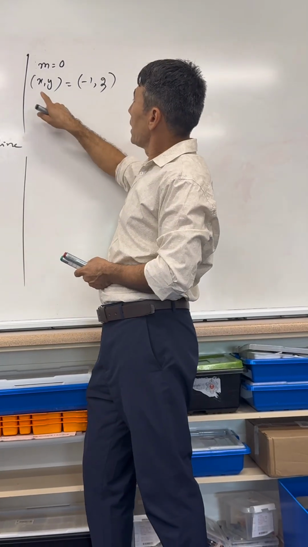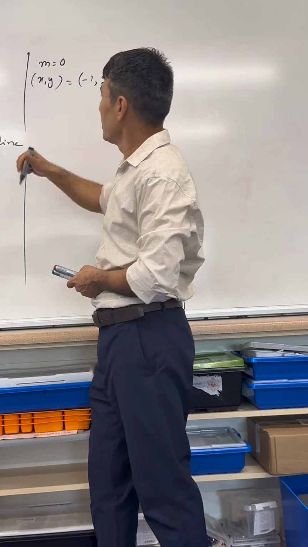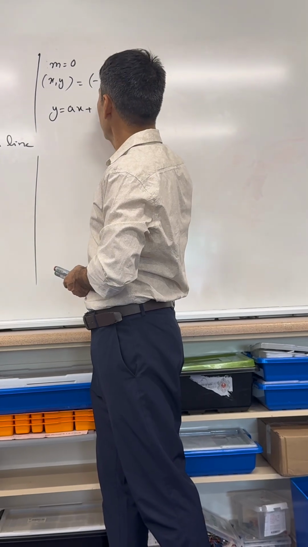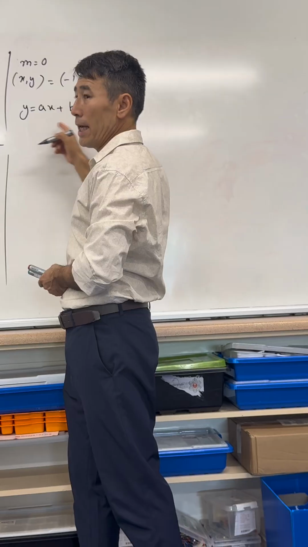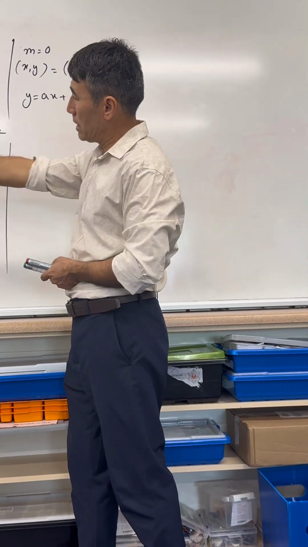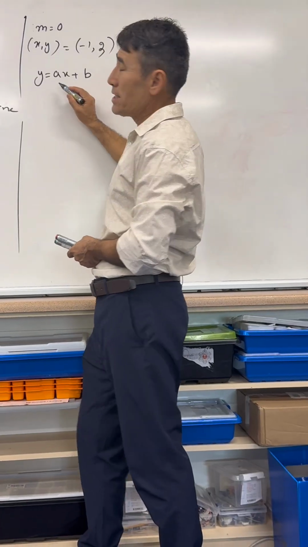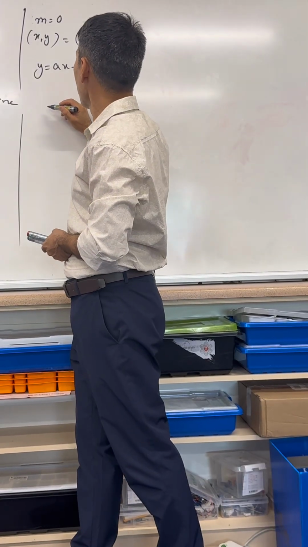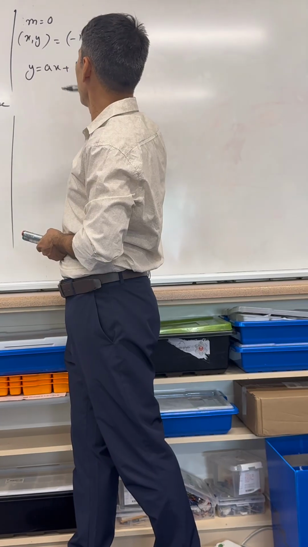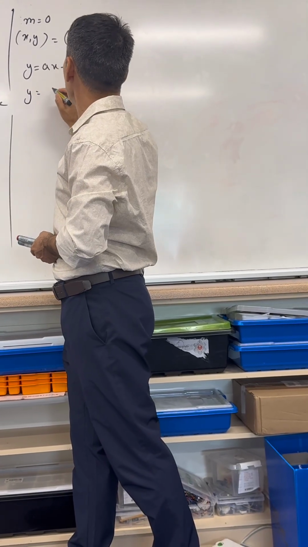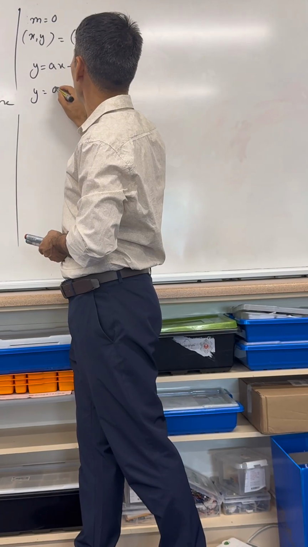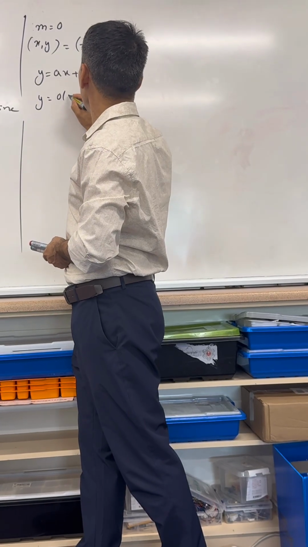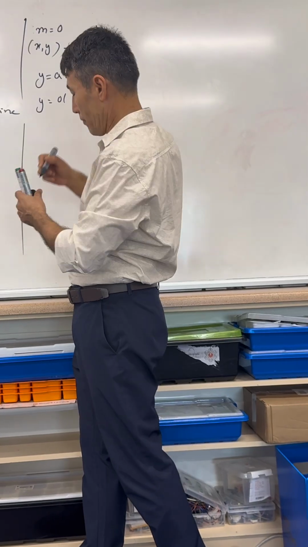Okay, guys. Now we have to find the equation of a line. The general equation of a line is y is equal to ax plus b in your book. A can be m, doesn't matter. Now, let's substitute these numbers. m is equal to 0. y is equal to m times x, that is 0 times x.